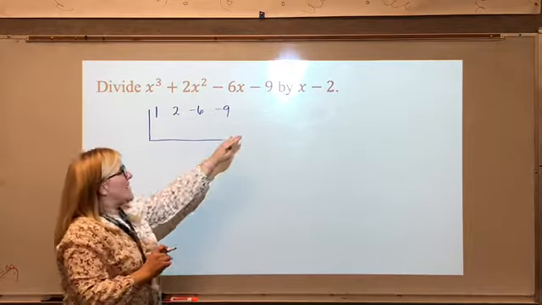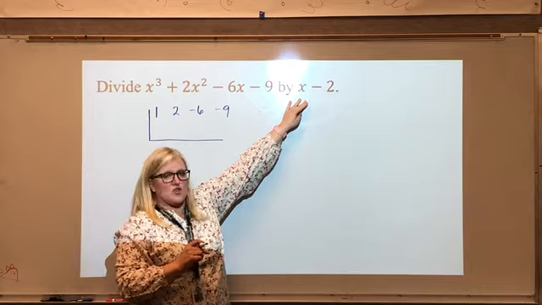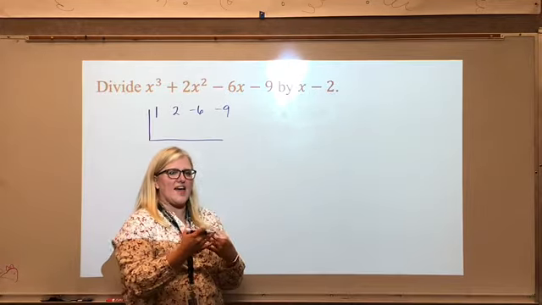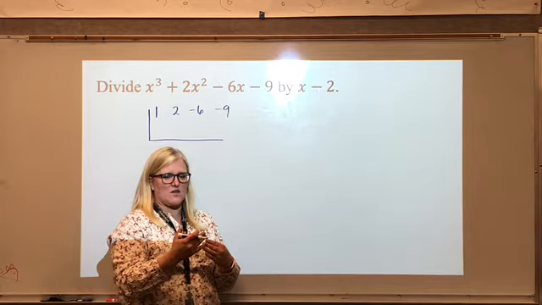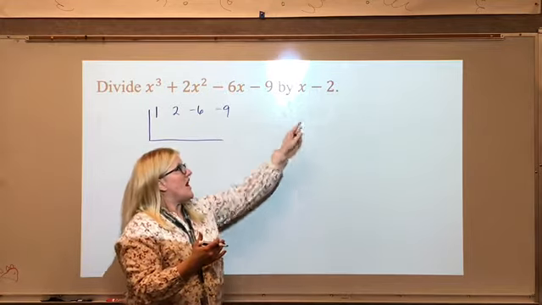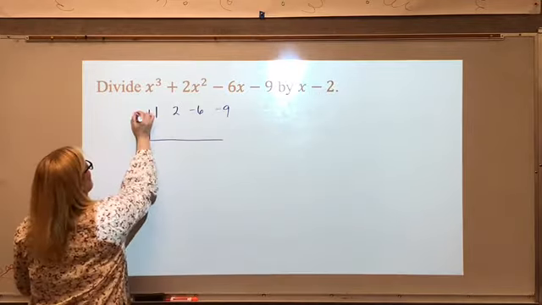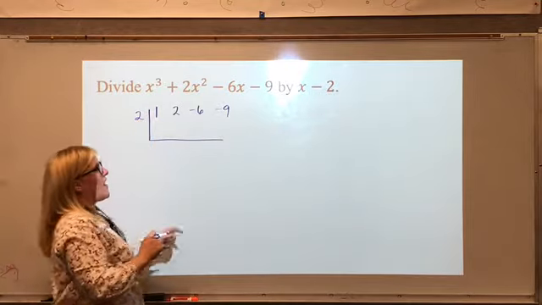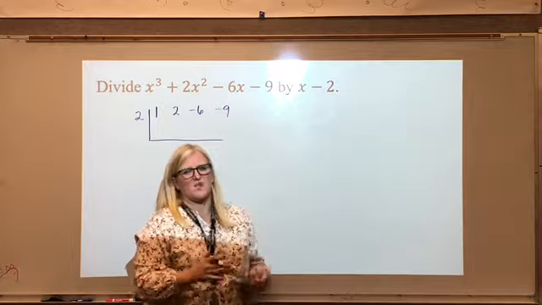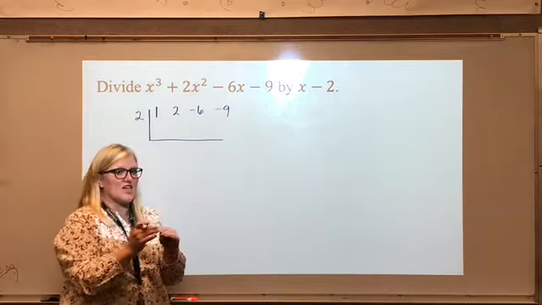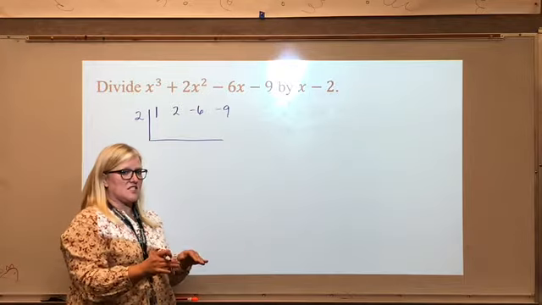Okay? Then I have x minus 2. I'm dividing by x minus 2. But since it's in the form x minus k, I think that's what they use, k, then I'm not dividing by negative 2, it's by 2. So I put a 2 right there, the opposite of what it looks like it should be. It's one of those things again. Okay, pay close attention. This is how it's done.